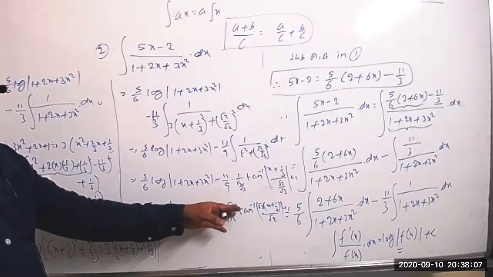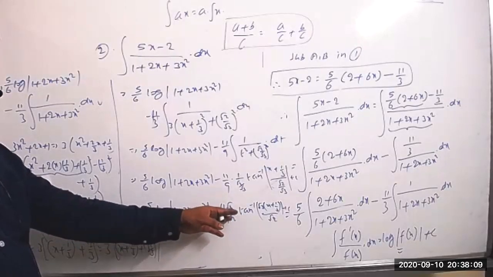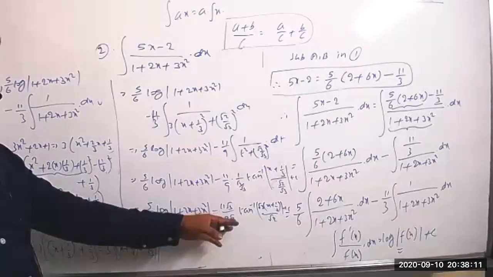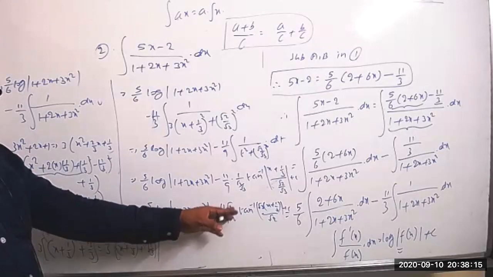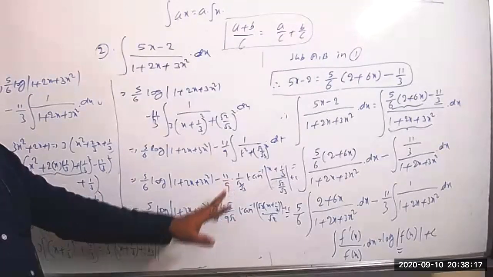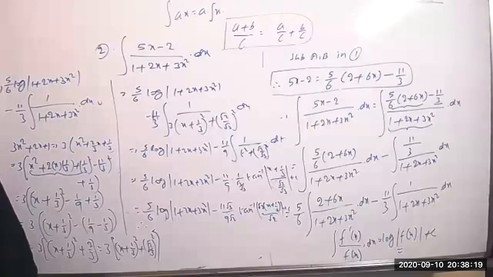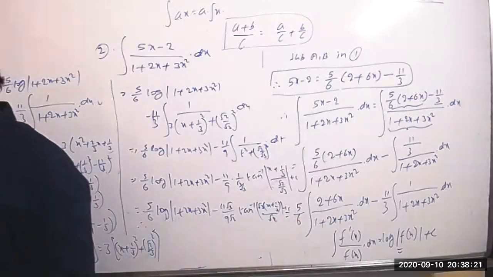Root 3 by root 3 we are taking, means 11 into root 3 by 9 root 3. In this number, 3 appears 3 times, that also you can take. Minus 11 by 3 root 2 into root 3, you can take outside.